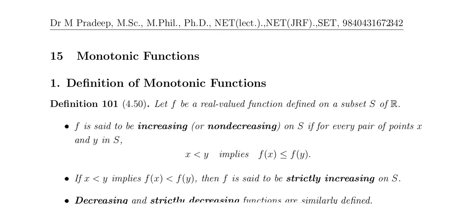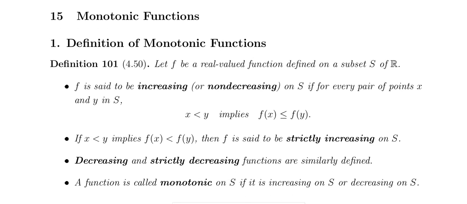So the next topic is monotonic functions. Let f be a real valued function defined on a set S, a subset of R. The function f is said to be increasing or non-decreasing on S if, as we already saw for monotonic sequences, for every pair of points x and y in S with x less than y, f of x is less than or equal to f of y.